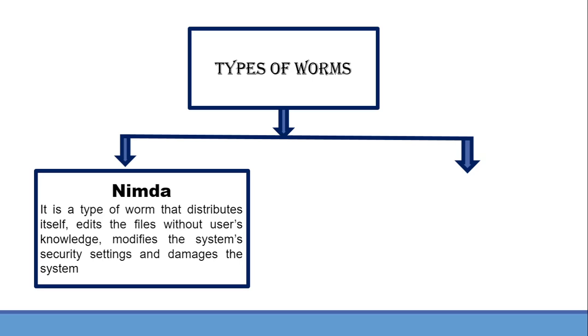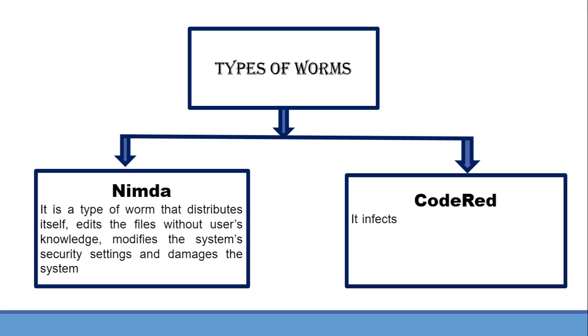Unless we have access to the security settings of a system, we can't do much. But as long as we have the security access, we can change anything, we can modify, edit files, delete, we can do whatever we want to do with the device. So Nimda is a type of worm that distributes itself, and then edits files. You know what editing is: you can delete it, you can change it, you can modify it, right?